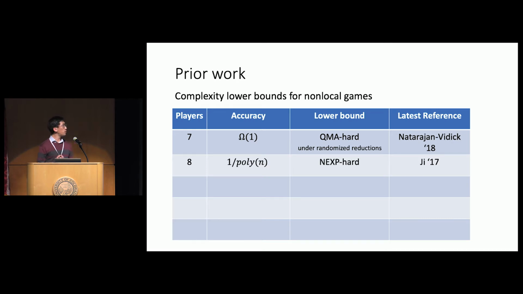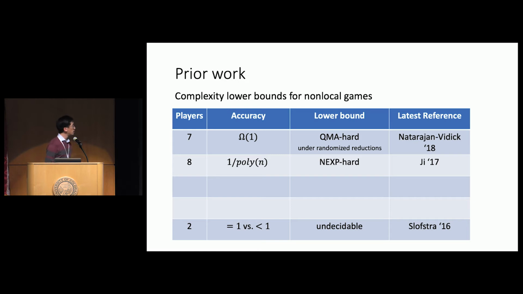So if you want to estimate the entangled value of games up to a tighter accuracy, say 1 over polynomial in n, and I should say what n is: the size of the description of your game. So if you want accuracy that gets better as the size of your game gets bigger, then this turns out to be NEXP-hard. NEXP is the exponential time version of NP. And this was proved by Zhengfeng Ji.